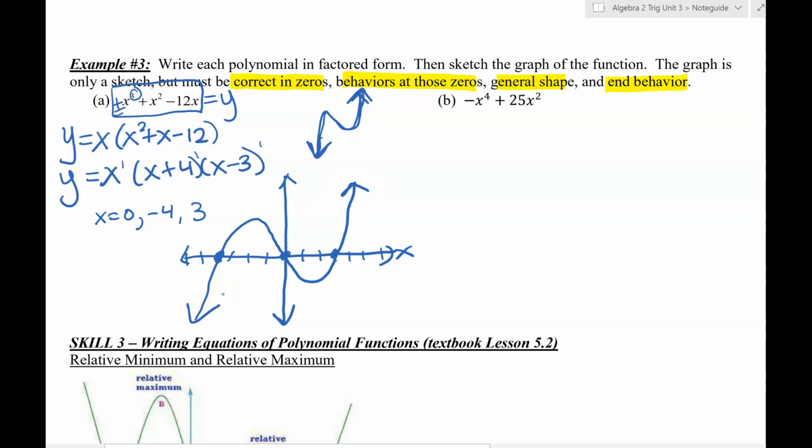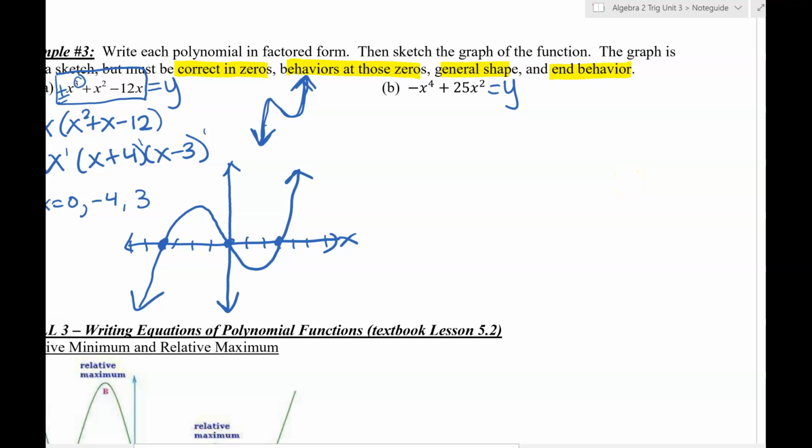Now this graph is not perfect, but it is correct in the location of the zeros. The way it behaved at those zeros, it just crossed through because they were single. The general shape is a cubic, and the end behaviors are in the correct direction based on the lead coefficient. So I'm now going to do that same thing in part B. Part B is a quartic. When I see that it's a quartic, I should think something like this. Perhaps it won't curve as many times like this, depending on the behaviors.